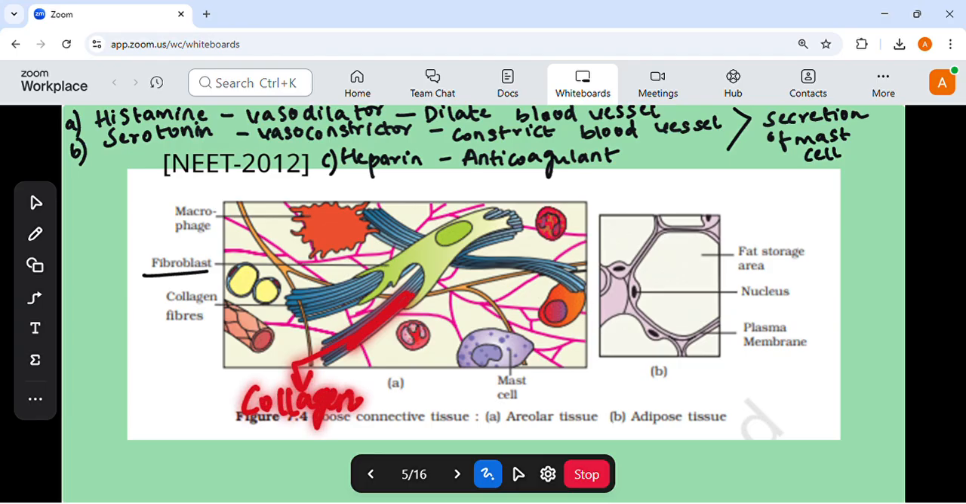It is present in bundles and there is no branching, as you can see. But this pink color ones that are visible are the elastic fiber. We can see these elastic fibers are branched and they are present individually. The function of this elastic fiber is to provide elasticity, and this collagen fiber will provide the strength.